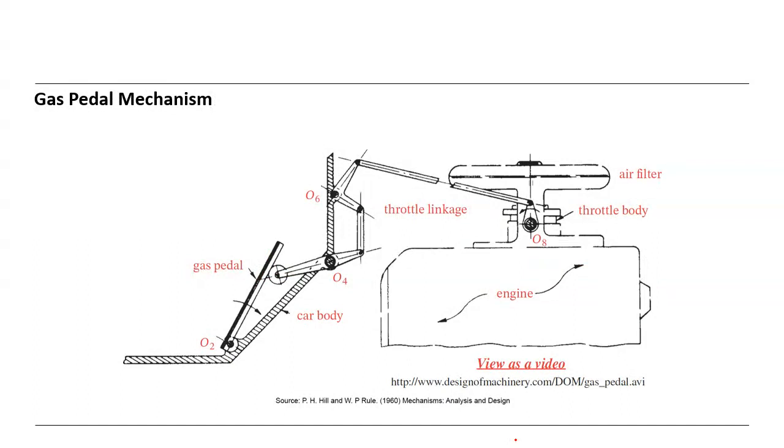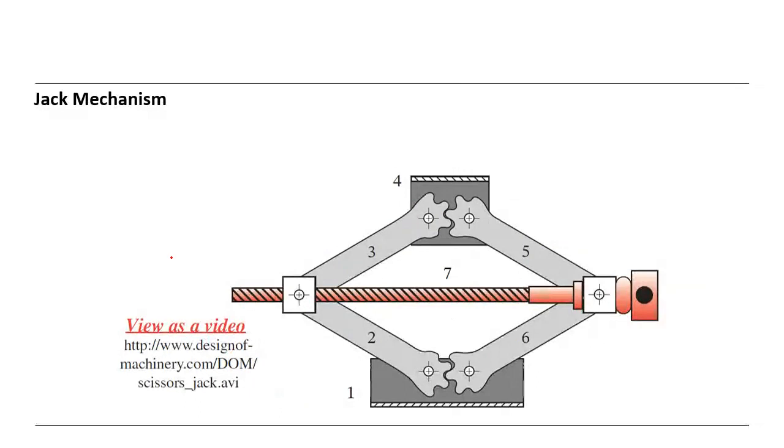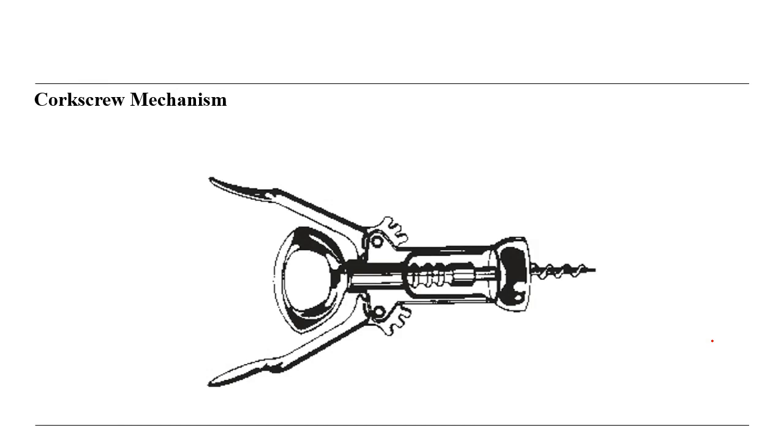And the gas pedal mechanism, you see in a car. This is the gas pedal, and if we apply force here, you see we can open and close the throttle here using this mechanism. And another mechanism you know from the car is the jack mechanism, to change the tire and so on. And another mechanism, the corkscrew mechanism, you know that also from use at home.